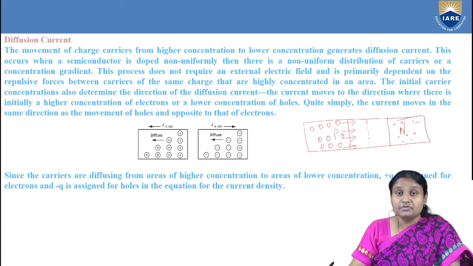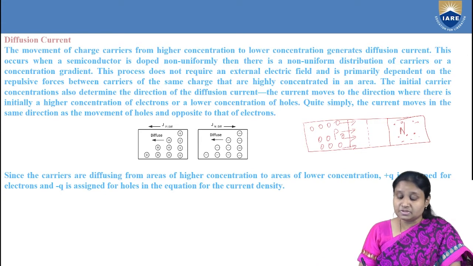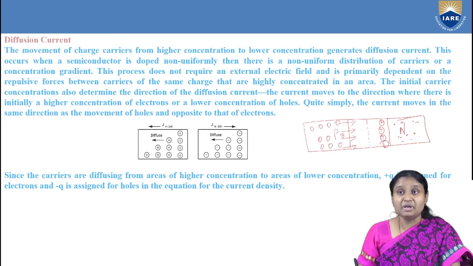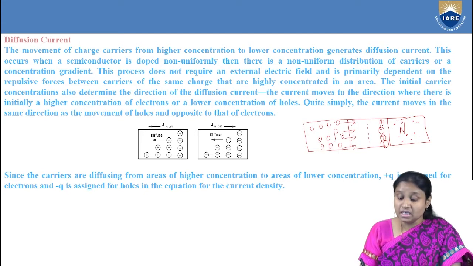Once diffusion is taking place, holes that go to the N side lose their energy, combine with electrons there, and become immobile positive ions. Similarly, electrons that migrate from the N-type semiconductor to the P-type lose their energy, become neutral with the holes, and become negatively charged ions.